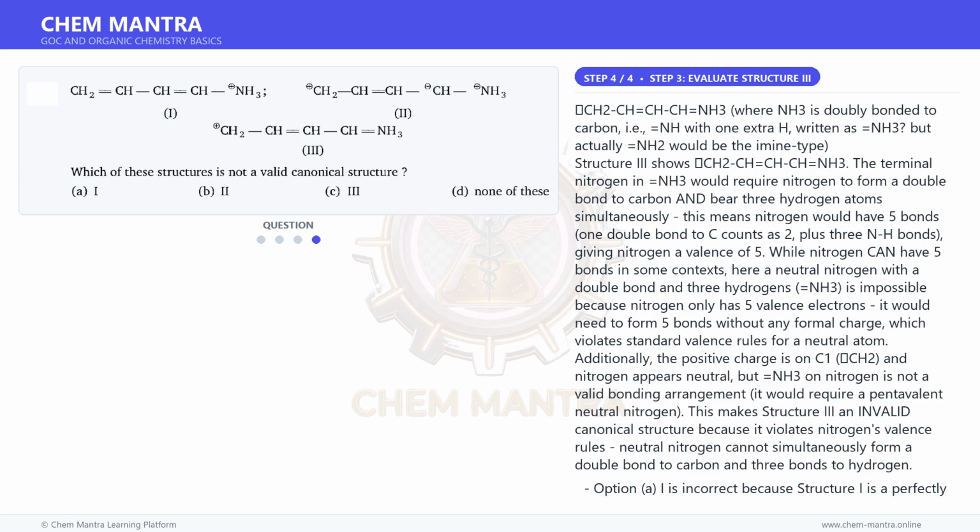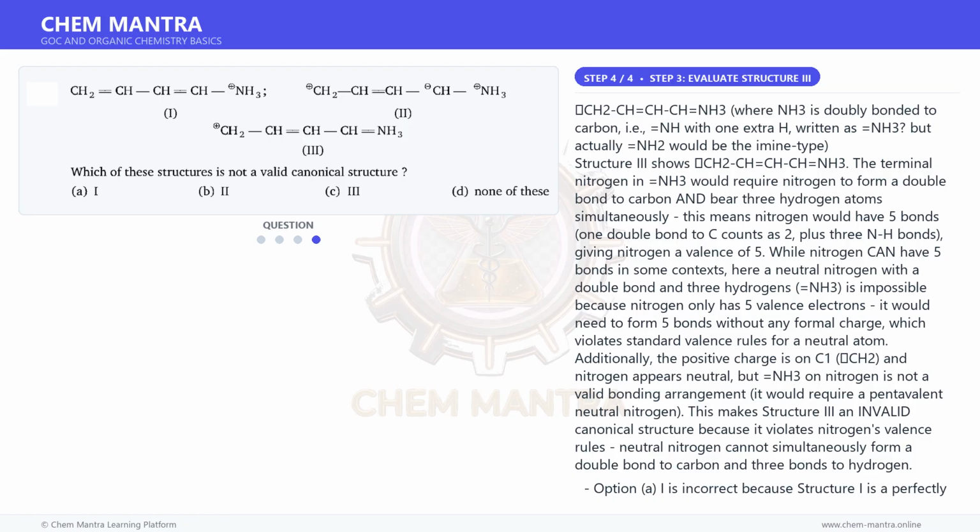And for the final step, CH to CH=CH, CH=NH3, where NH3 is doubly bonded to carbon, that is, =NH with one extra H, written as =NH3, but actually =NH2 would be the imine type. Structure 3 shows CH to CH=CH, CH=NH3.